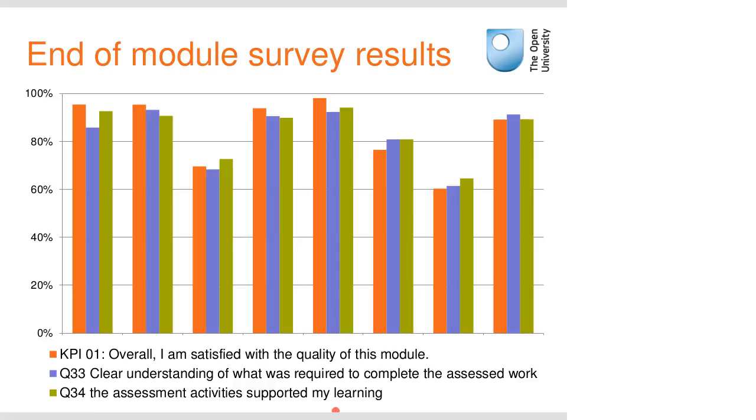What makes this graph interesting is how similarly the answers to the other 2 questions relate to that, which suggests that the things the other 2 questions ask about are very important to the student's overall experience of the module. The blue bar is: I had a clear understanding of what I had to do to complete the assessed work. So clearly whether you get that right has a big effect on whether students like the module. And really interestingly, the green bar is: the assessed activities helped me learn.